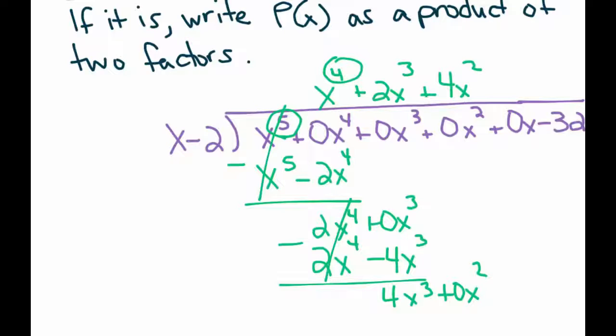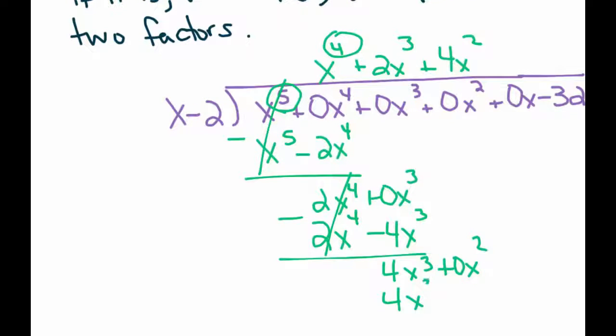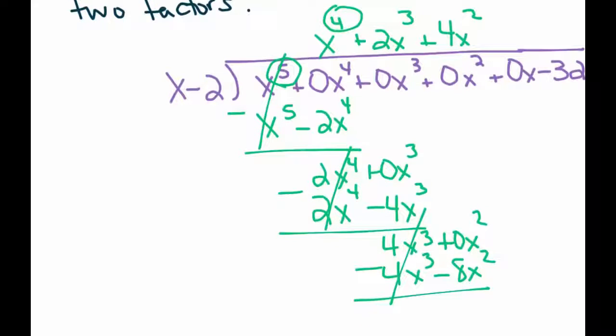All right. So now we want to get rid of this 4x cubed, so I need to multiply by 4x. Hold on a second. I feel like something weird happened. Oh, I already wrote my 4x squared. That's what happened. There we go. There's my 4x to the 3rd minus 8x squared. These cancel, and 0 minus negative 8 is 8x squared. Bring down the next one.